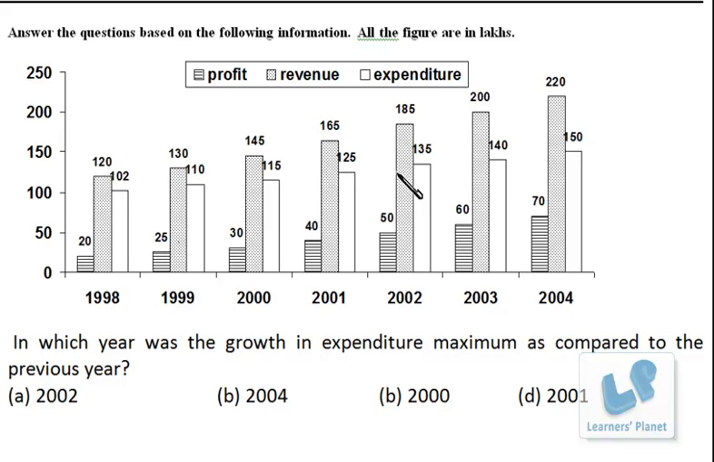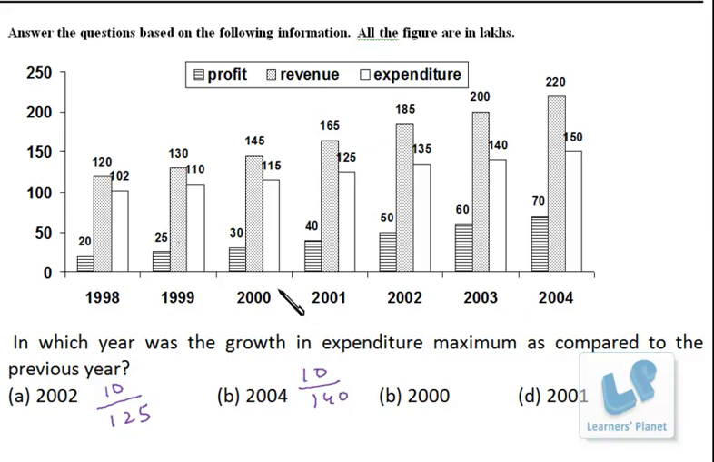So what is the growth? That is 10. And we will be calculating growth on the base value, that is from 2001 it is growing to 135. So the base is 125. Right? So this is 10 by 125. Similarly for 2004, it's 150 and it's 140. So the growth is 10 and the growth is over 140. So it's 10 by 140.